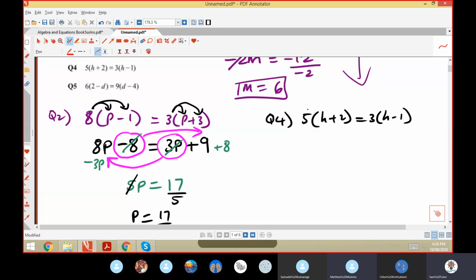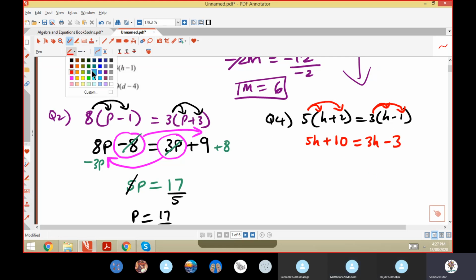Shouldn't it be 5h plus 2 equals... Ooh, 3h minus 1? You were close. Elijah, what should it have been? 5h plus 10. Matt, it's going to be 5 times 2 as well. And then you said 3h, which is right, minus 3. Yes, correct. 3 times 1 is 3.